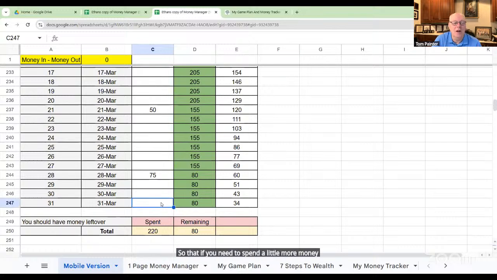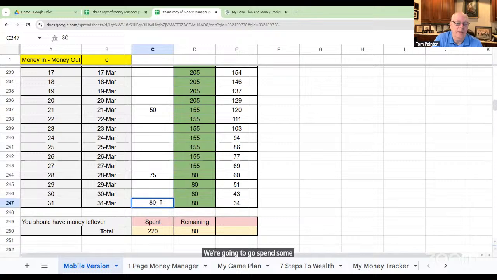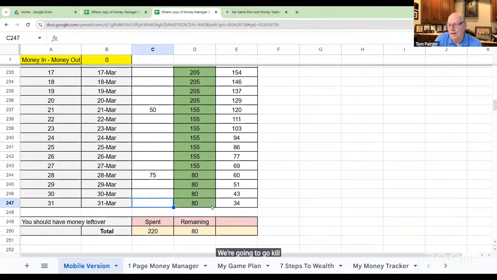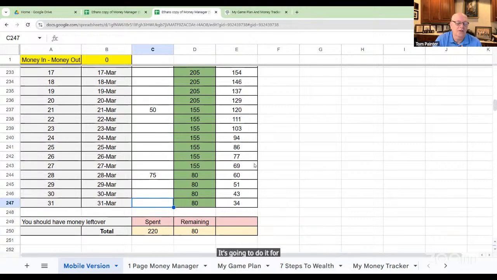Now, what happens if you have extra money at the end of the month? We're going to go pay off some more of that debt. We're going to go after our get out of debt stuff and we're going to go find another little piece and we're going to go add it to there and we're going to go kill it. We're going to go kill it and then we're going to roll that to the next one. So this is what is so cool because it's going to do this for you. It's going to do the same thing for your spouse. It's going to do it for your kids, whatever those three different categories are. So this is the mobile version of that. And that's how you do it.